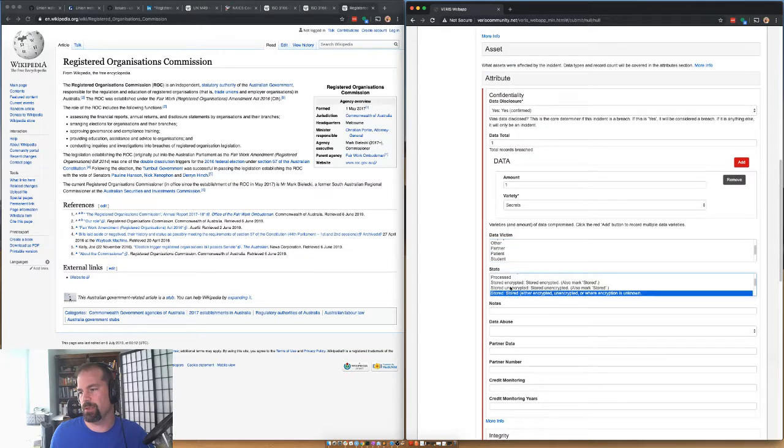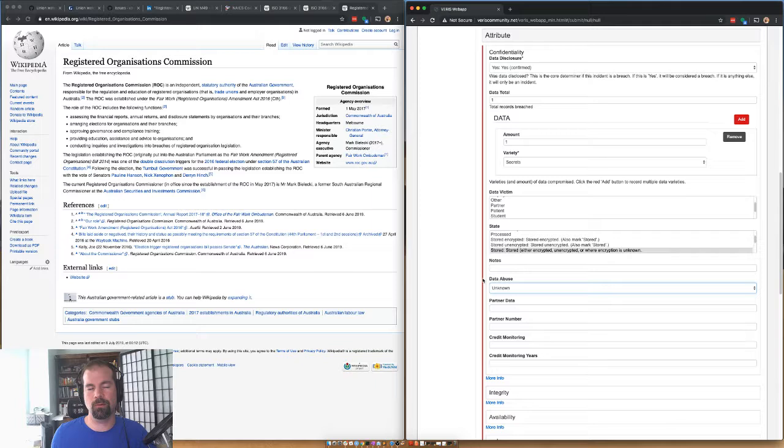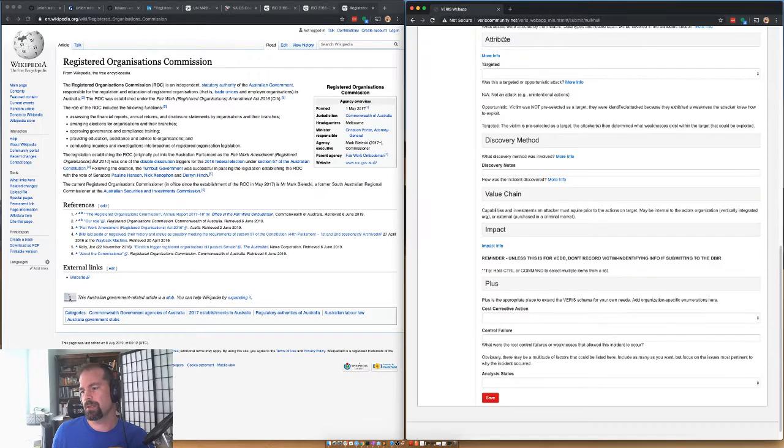It was stored. It's not captured in transit anyway. Data abuse: it's not really known because we don't know whether the person deleted it without looking at it or not, or whether they told the company or anything along those lines. So we'll close down the attribute.